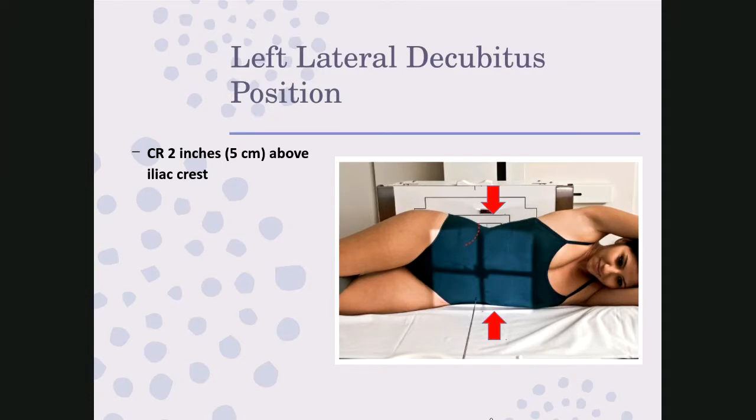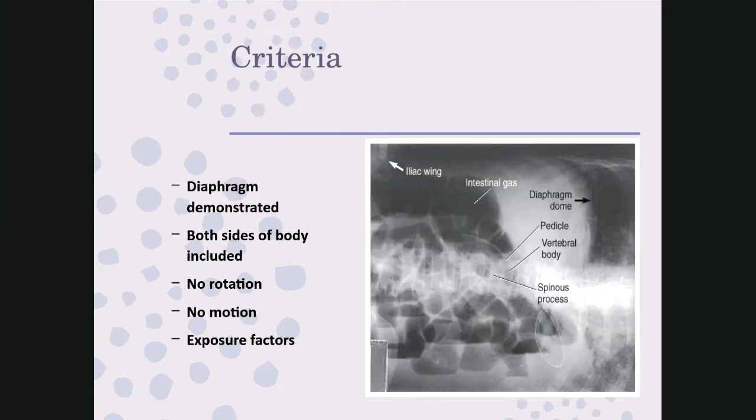Now, when we do that, radiographically, what that would look like is that you would demonstrate the diaphragm, which is right here. You can see the diaphragm better on this side, better on the right than you can on the left, but the diaphragm is on there. You get both sides of the body included, which this is a little bit, to me, a little bit cut right here. You should have a little bit more of the downside. There should be no rotation, no motion, and appropriate exposure factors.